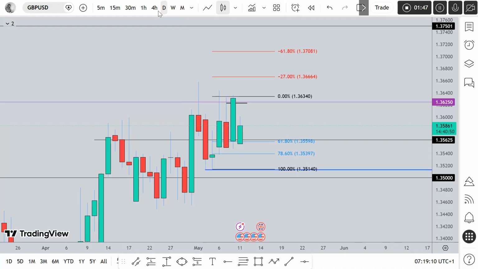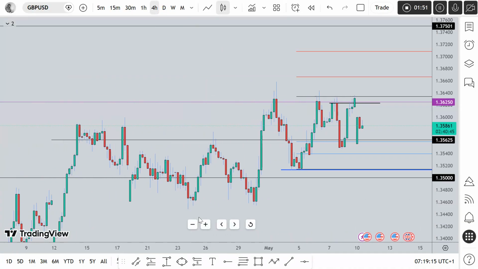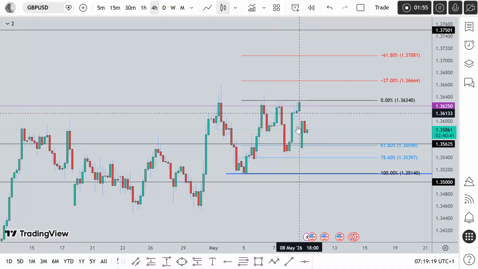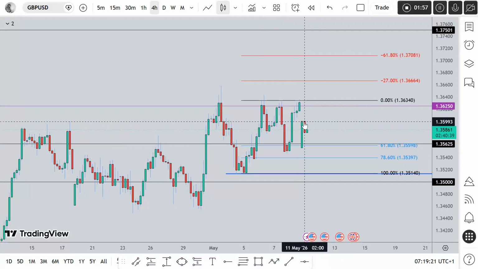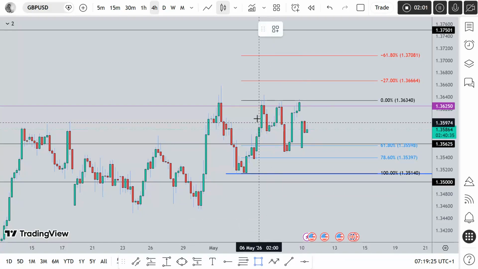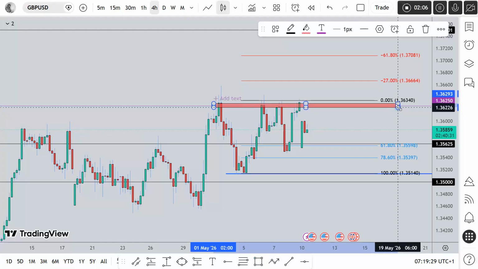Now going down to the 4 hour time frame, we can see that we had a massive gap right here, and the market is looking like it's pushing to the downside. So basically, for me to take a position now, I want to see price trade above this region.